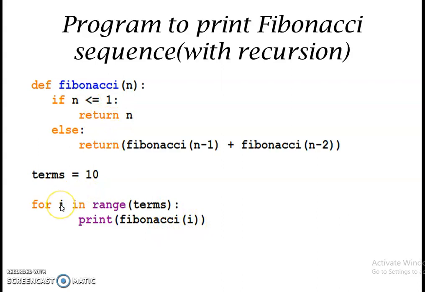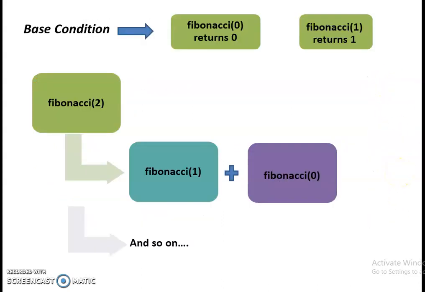Next value of I will be 2. So it will call Fibonacci 2. Here base condition is false. It will go to else statement and it will return Fibonacci. So 2 minus 1 is 1 and Fibonacci 2 minus 2 is 0. So it will call Fibonacci 1 plus Fibonacci 0, and accordingly it will return the result, right? So when we run this code, output will be, it will print 10 terms of Fibonacci sequence, right? Hope this program is clear.